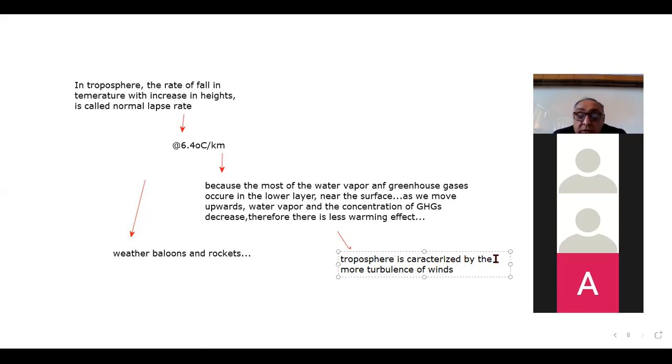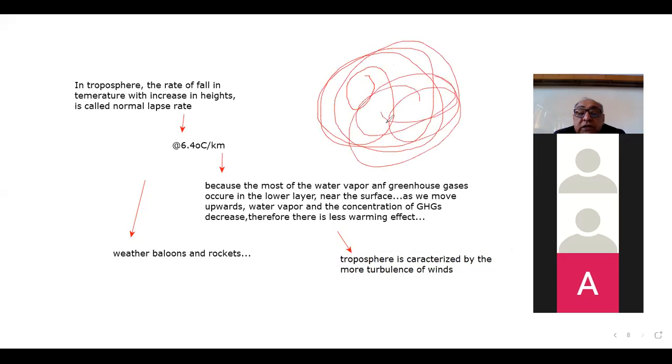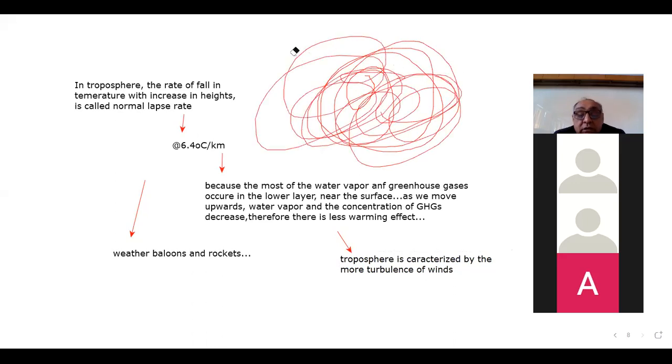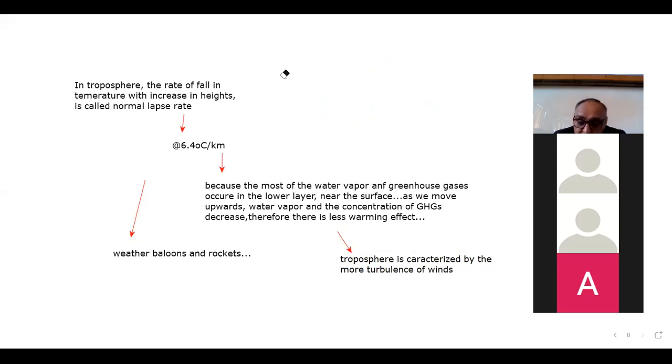First of all, it is characterized by more turbulence of winds. Turbulence of winds means winds move like this, swirling winds in this form. So the more the turbulence, the more problem there will be.